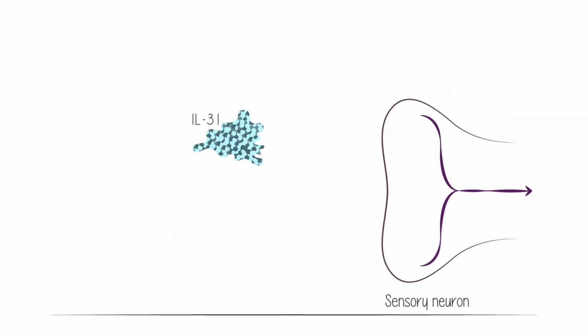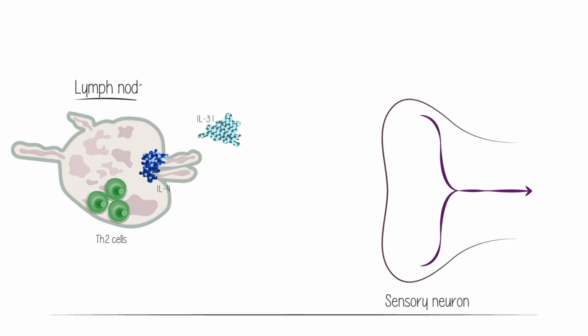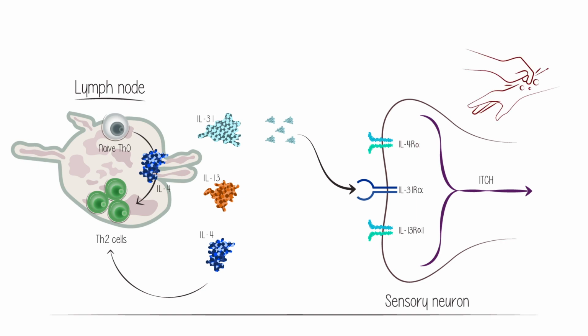IL-31 was the first cytokine identified as a pruritogen and is produced by activated Th2 cells and other cells. Given that IL-4 drives differentiation of Th0 cells to Th2 cells, IL-4 influences the levels of IL-31 in the skin. In fact, IL-31's receptor subunit, IL-31 receptor alpha, is upregulated by IL-4 stimulation, linking these two cytokines together as major pruritogenic components of AD in the adaptive immune system.